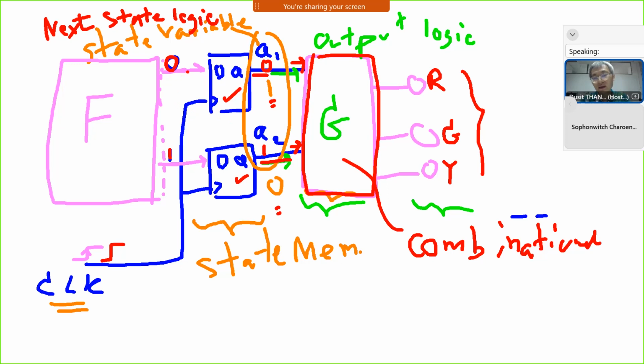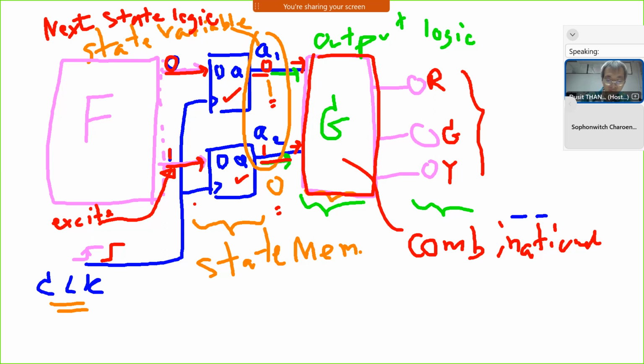Okay, and the signal here is called the excitation signal. The signal that goes to the input of the flip-flop is called the excitation signal.